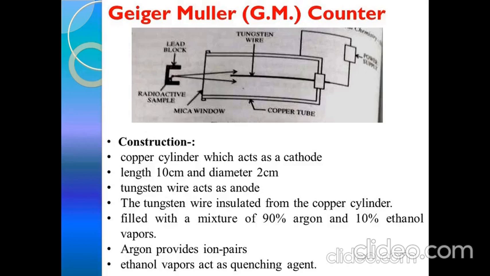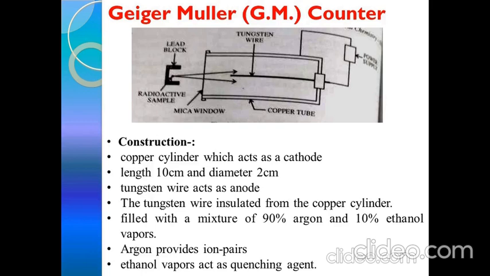Construction of GM counter. The figure shows the construction of GM counter. The main components are copper tube, tungsten wire, mica window and power supply. It consists of a copper cylinder which acts as a cathode, having length 10 cm and diameter 2 cm, with a mica window at one end.